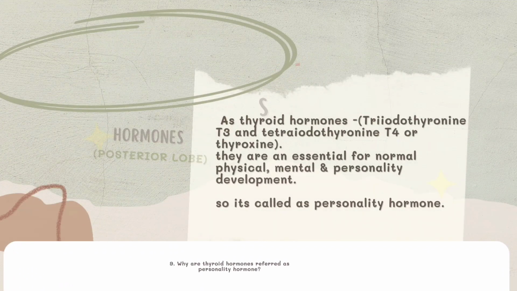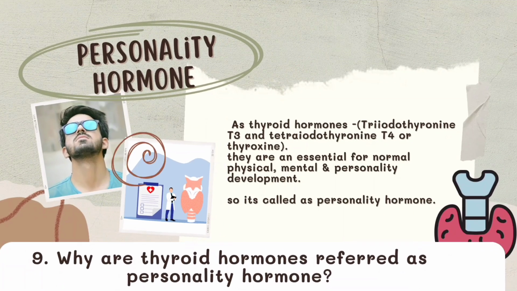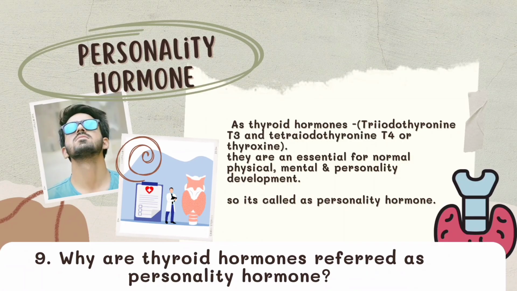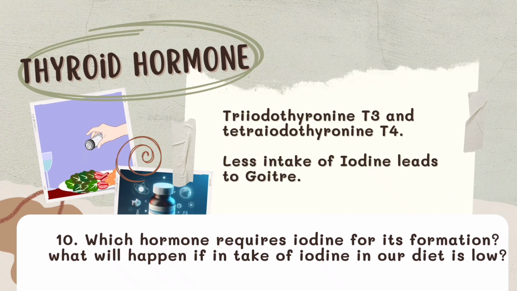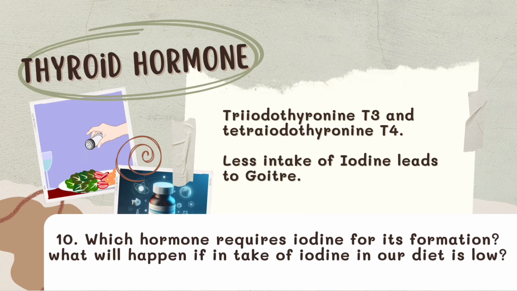Why are thyroid hormones referred to as personality hormones? Thyroid hormones, triiodothyronine T3 and tetraiodothyronine T4 or thyroxine, are essential for normal physical, mental, and personality development. They are also known as personality hormones. Which hormone requires iodine for its formation? What will happen if the intake of iodine in our diet is low? Triiodothyronine T3 and tetraiodothyronine T4 or thyroxine. Less intake of iodine leads to goiter.